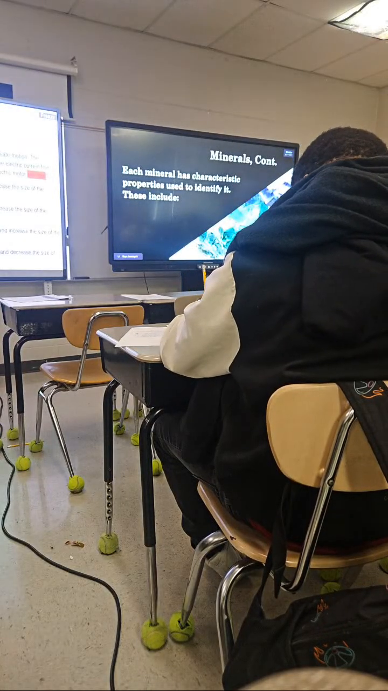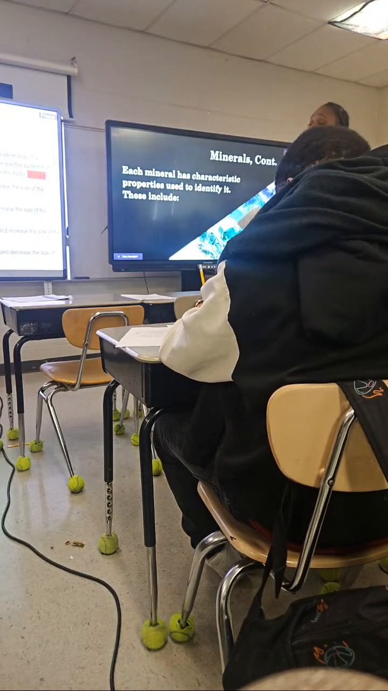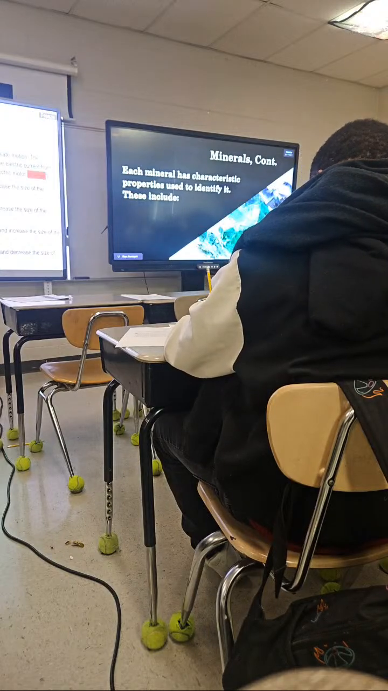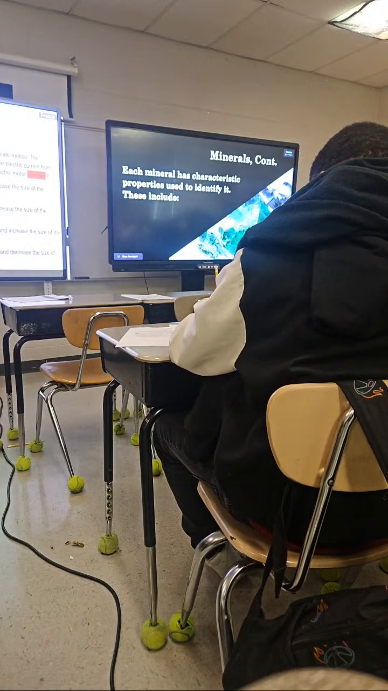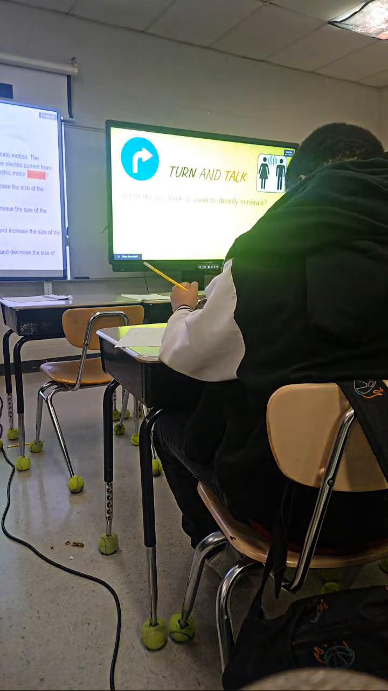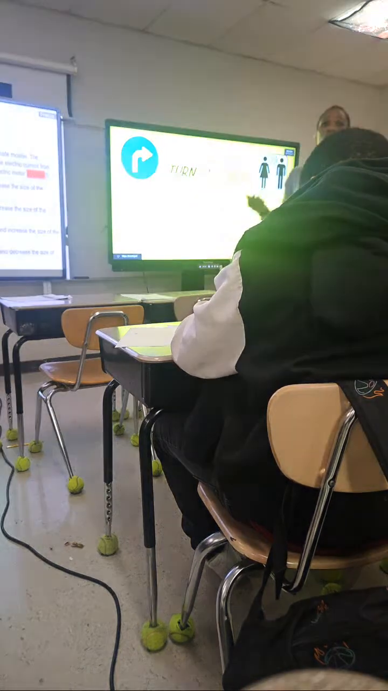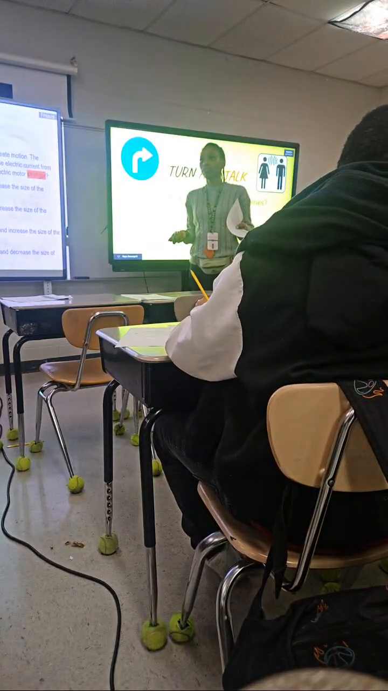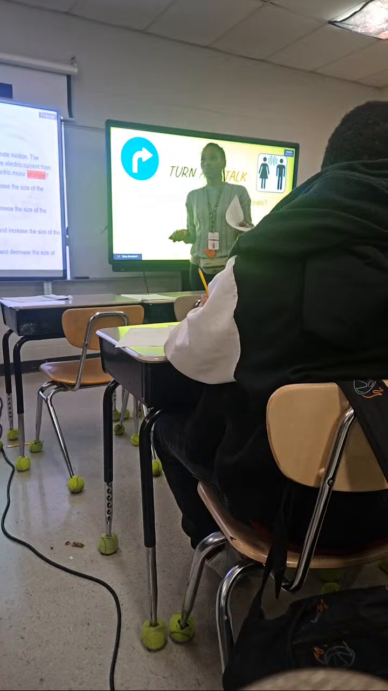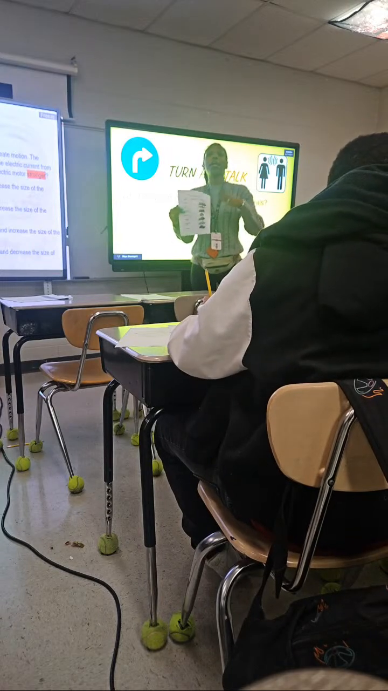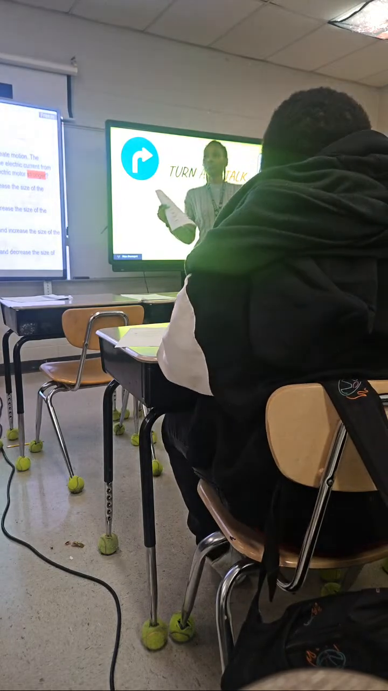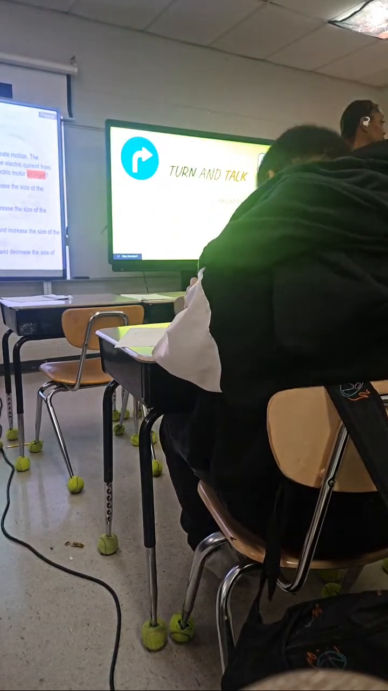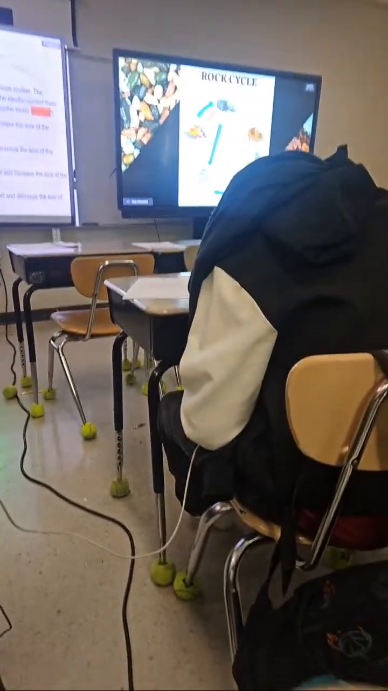Okay, each mineral has different characteristic properties used to identify them. But before I tell you what those properties are, I want you to think what you think the properties are. How can we classify or identify a mineral? What do you think we can use to identify it? Don't think too hard about an object.